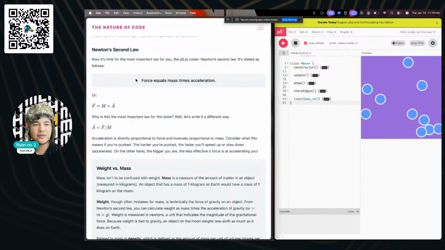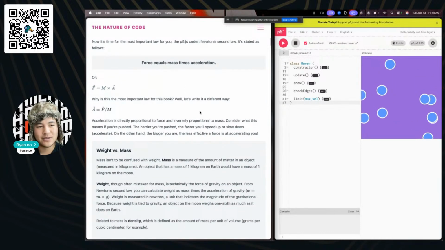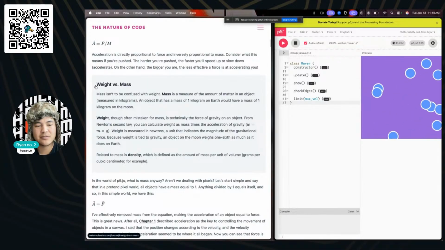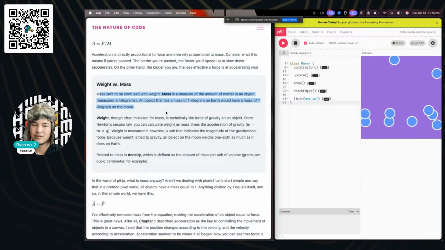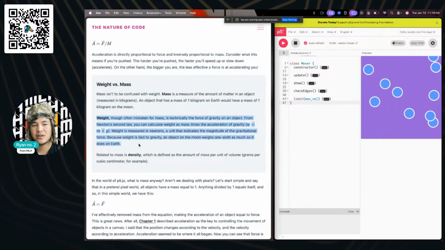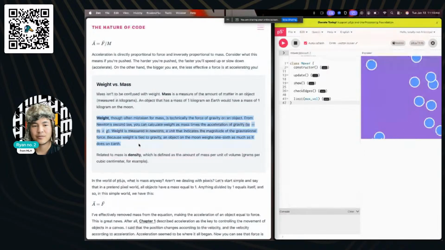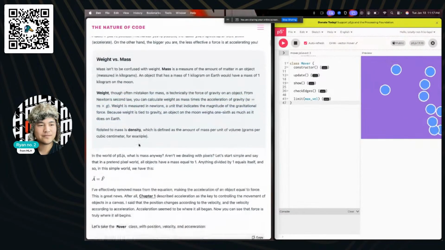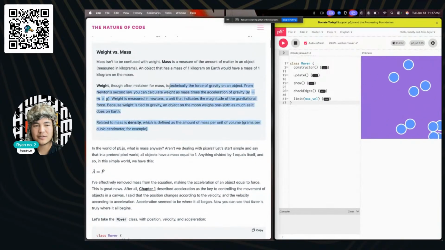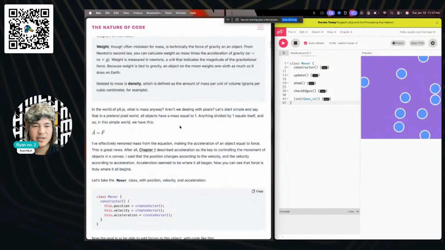So let's see, and then we've got Newton's second law, which is force is equal to mass times acceleration. Very classic definition right there. We've got a little aside here to talk about weight versus mass. Mass being the raw amount of matter in an object, and weight being how much that mass is weighed on with gravity. And we've also got density. These are all key terms that we can simulate. I believe we'll be getting to that soon.